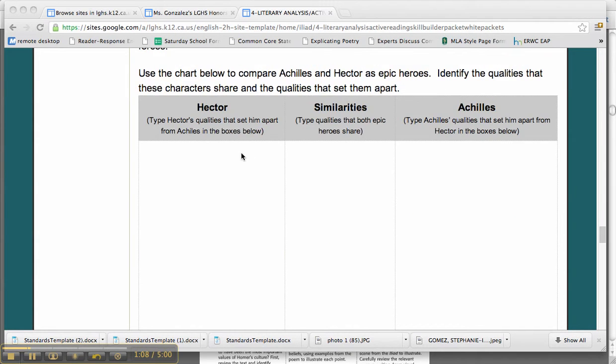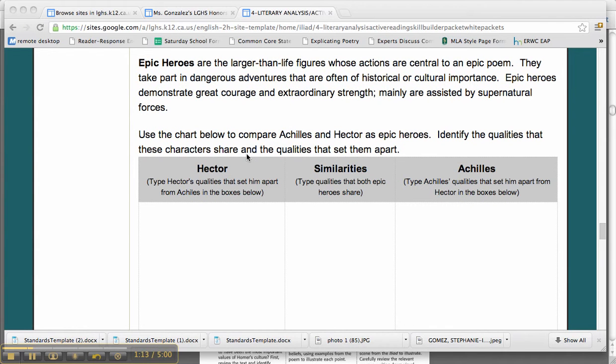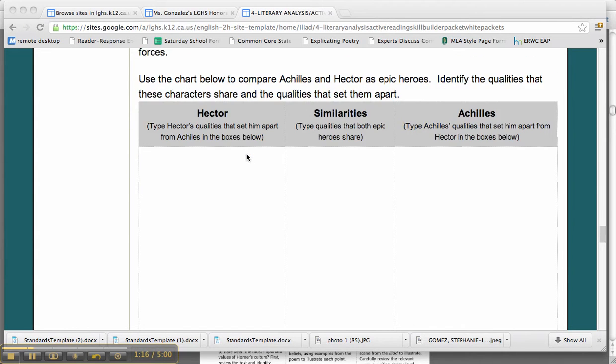So basically, take this as a modified Venn diagram, which is a type of graphic organizer or chart. In the very left-hand column, you're supposed to type Hector's qualities that make him very different from Achilles. So just write the qualities that he doesn't share with him. I would just put bullets all the way down. You should have at least 3 to 4 bullets here, and you don't have to write them in complete sentences.